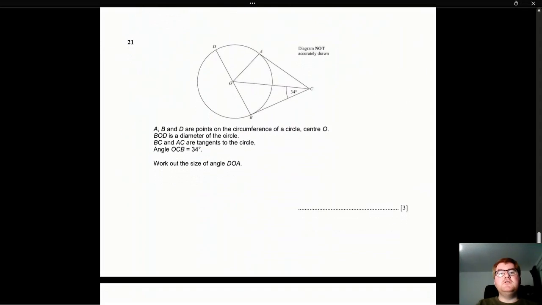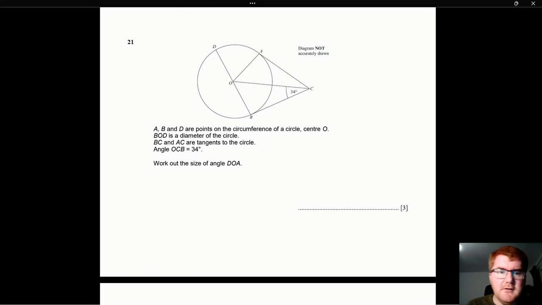On to question 21 here. So here we've got points on the circumference of a circle. BOD is a diameter. BC and AC are both tangents from a point. Therefore, that means they're the same length, which could be important later on. Angle OCB is 34. Work out DOA. DOA, this angle here.